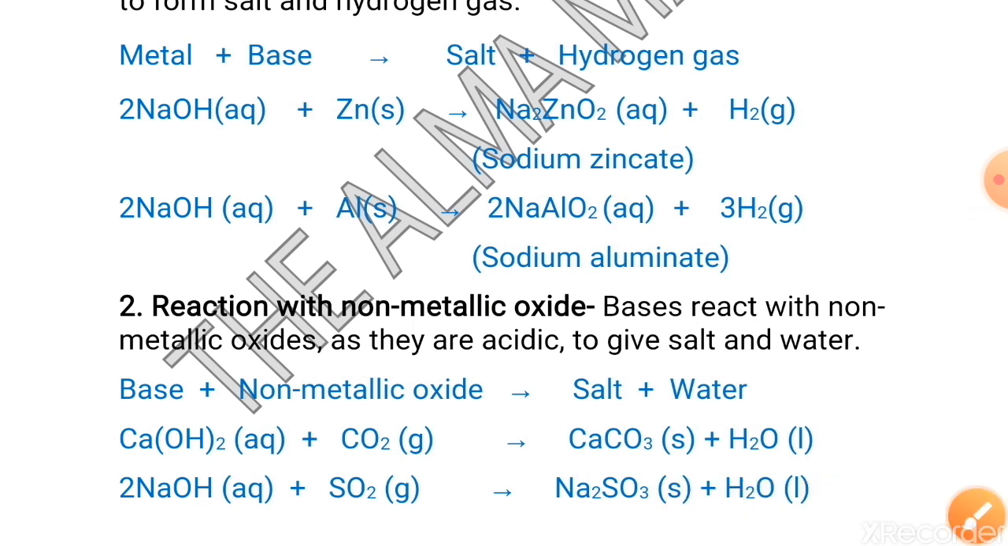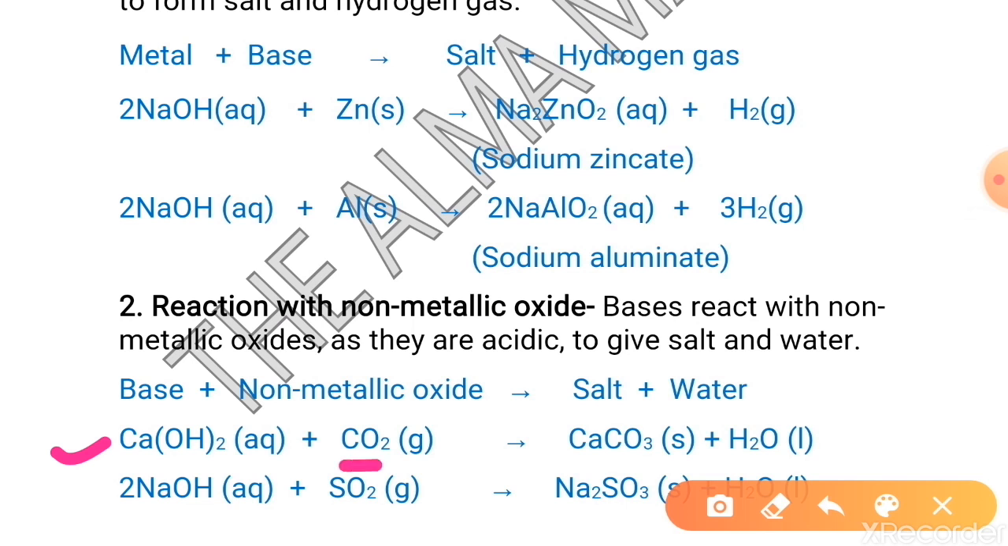Now we are looking at some examples. Here you can see calcium hydroxide. Calcium hydroxide is a strong base when it reacts with CO2. CO2 is an acidic gas. Then they will form calcium carbonate, their salt, along with water.